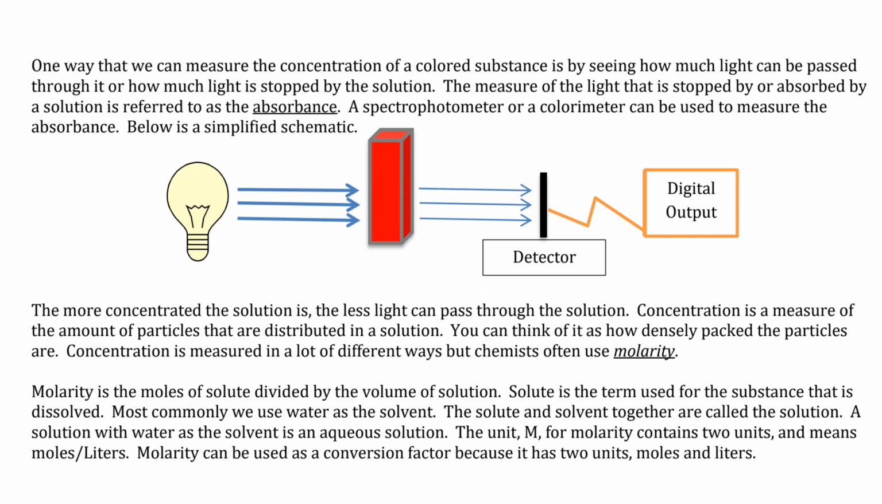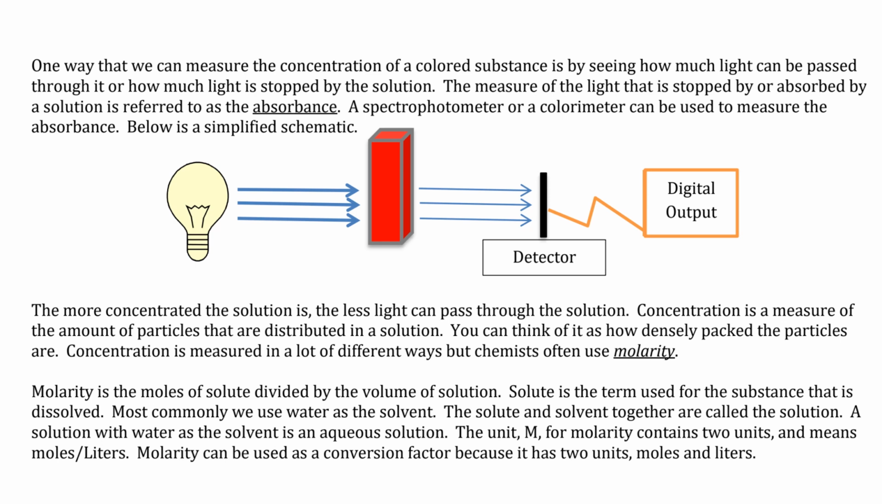One way to measure the concentration of a colored substance is by seeing how much light is passed through it or how much light is stopped. This is referred to as the absorbance. A spectrophotometer or colorimeter can be used to measure the absorbance. Essentially you have a light passing through, then your sample, there's a detector, and there's a digital output that's read. The more concentrated the solution is, the less light that can pass through. Concentration is looking at the amount of particles in solution.